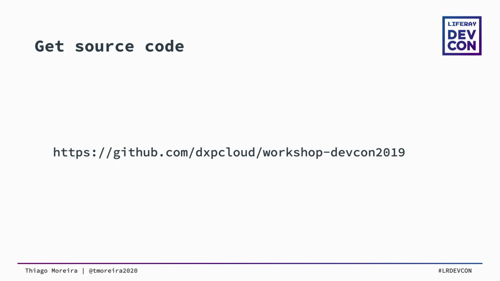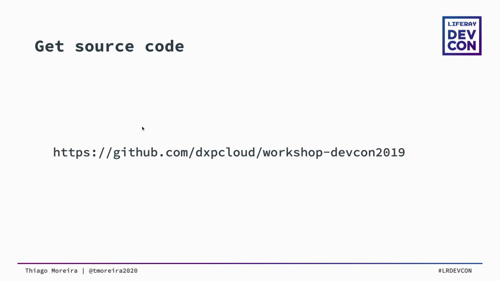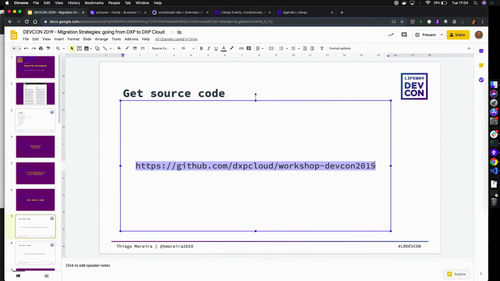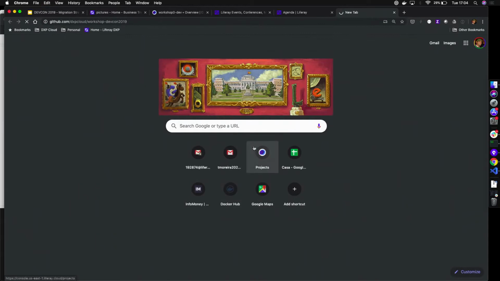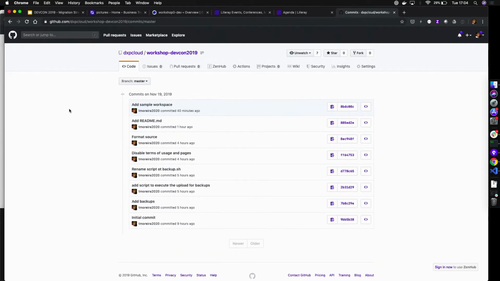Is it easy to get the, I think so, right? github.com/gxpcloud/workshop-devcon 2019. So let me get this. So this is the project. There are some commits that I just created.